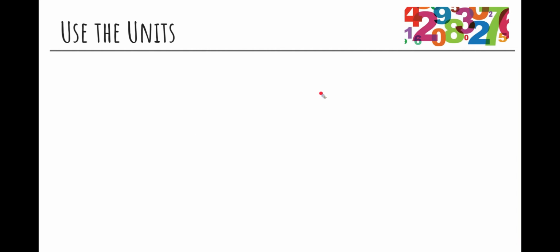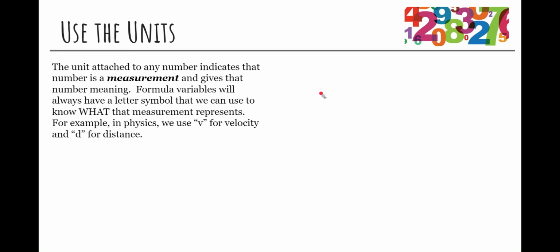And my next step is to use those units. The unit that's attached to the number indicates what type of measurement this number represents. Our formulas that we'll be using are going to have variables, and these variables are equal to a particular measurement. So knowing what those units mean is going to be really important and helps us identify formula variables. So for example, we use a lowercase v for velocity in physics and a lowercase d for distance. If we were in chemistry, maybe we would have a volume measurement and we would have a capital V, or we would have a time measurement, and we would use a lowercase t.